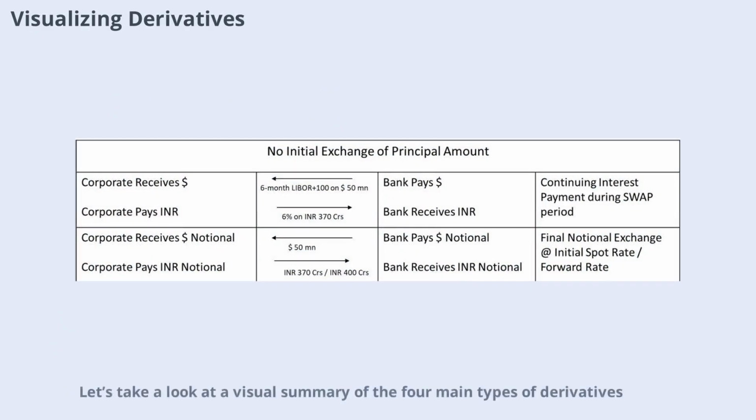Let's take a look at a visual summary of the four main types of derivatives: forwards, futures, swaps, and options. Each has unique features, markets, and settlement methods. Forwards and swaps are mainly OTC, while futures and some options are exchange-traded. This visualization helps clarify the distinctions and similarities among these important financial instruments.